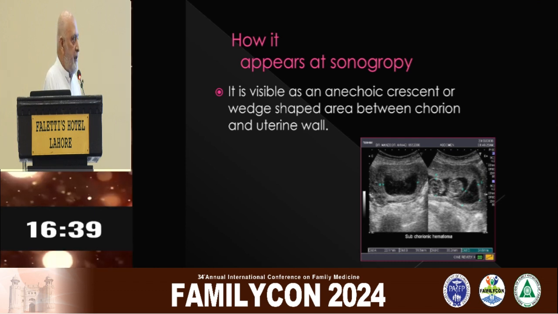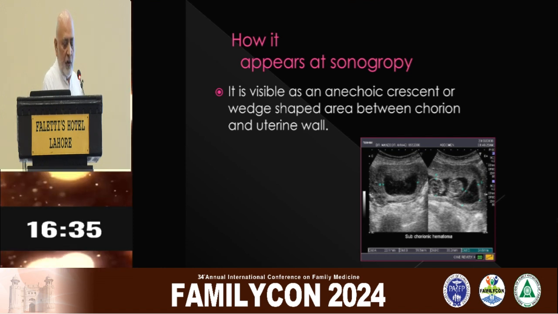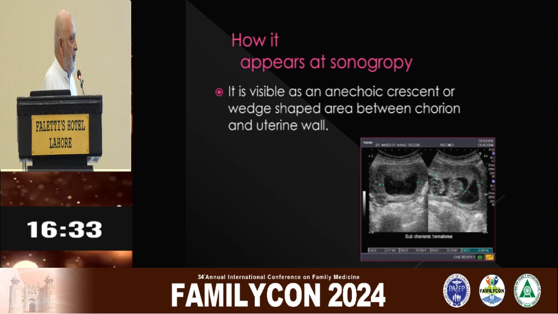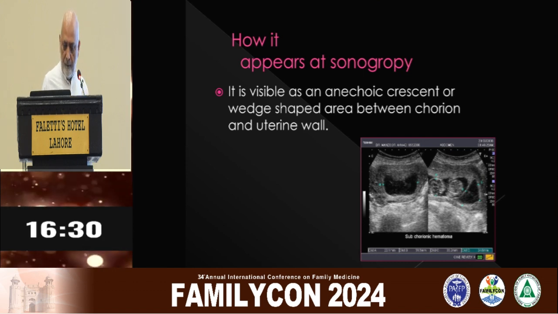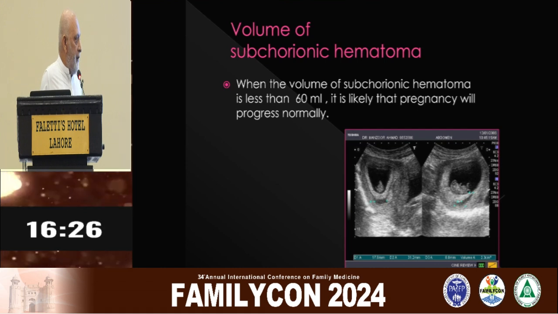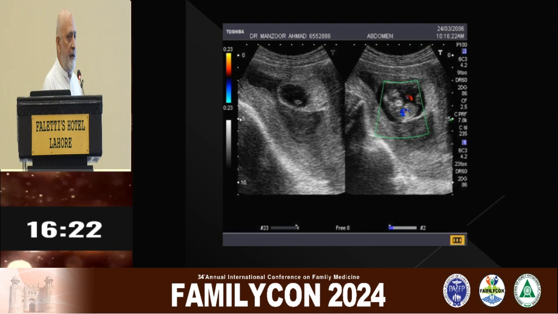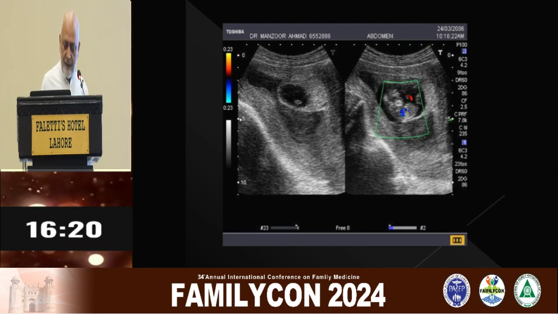However, we have to rescan the fetus, and it appears as an anechoic, crescent or wedge-shaped area. You can see here in this picture. This is a small amount of hematoma, and here is a large amount of hematoma. And if it is more than 60 ml, this is a bad prognostic sign.